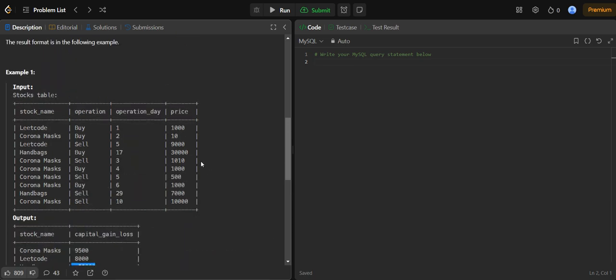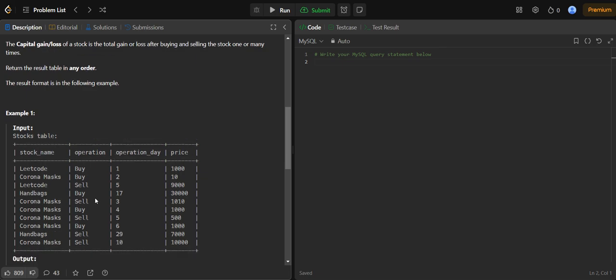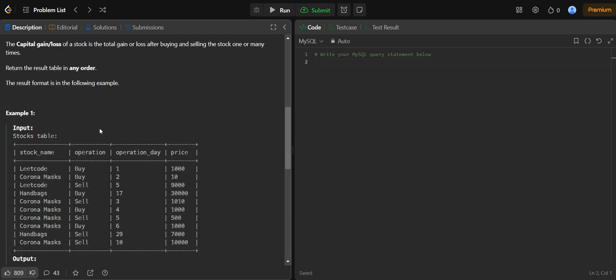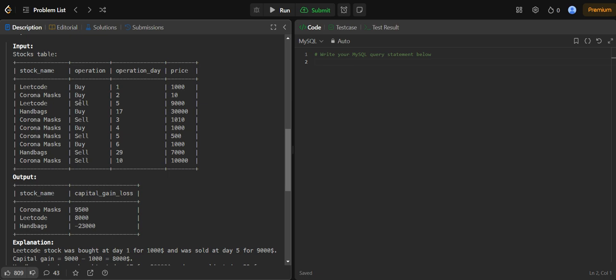So how to do this problem? Because of this condition, it is guaranteed that each sell operation for a stock has a corresponding buy operation, and each buy operation for a stock has a corresponding sell operation on an upcoming day. Because of this, I do not have to consider that one stock may be bought multiple times and then sold. I do not have to consider it.